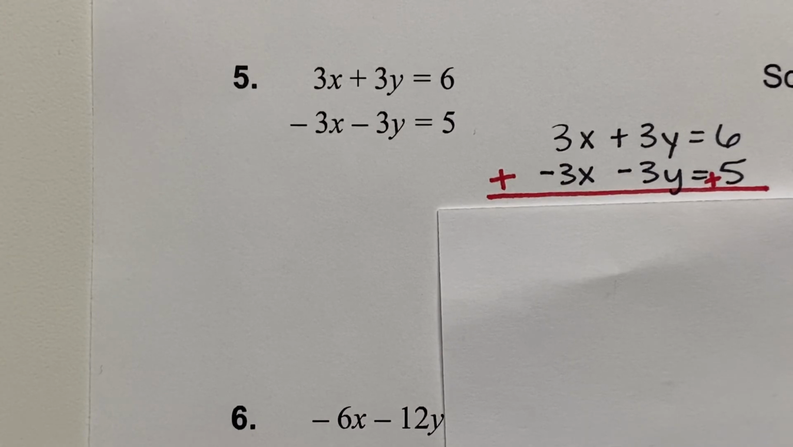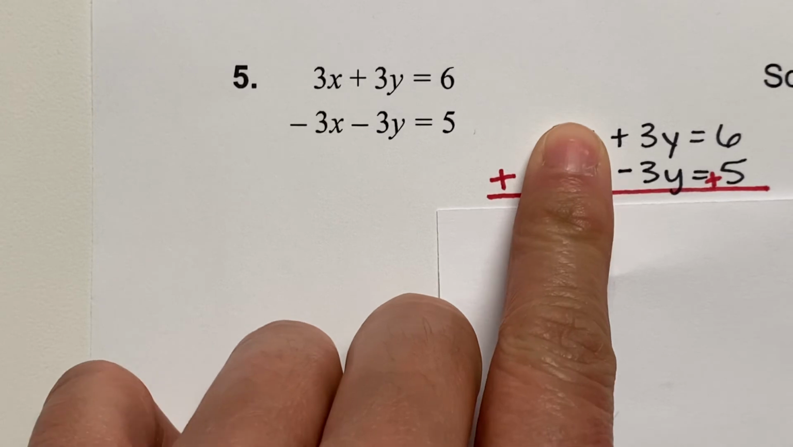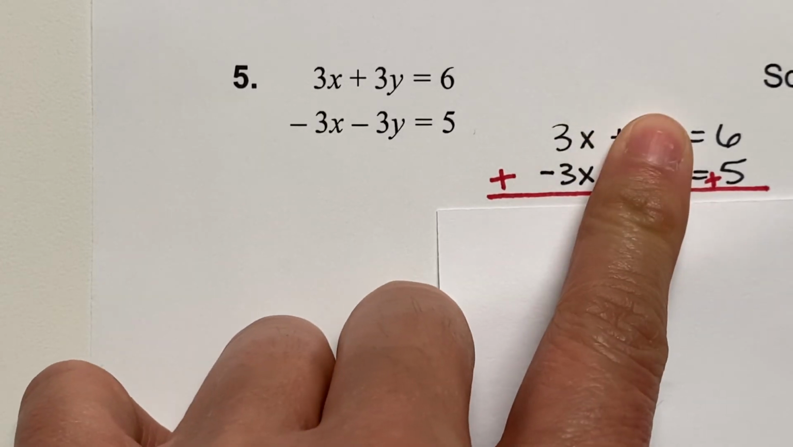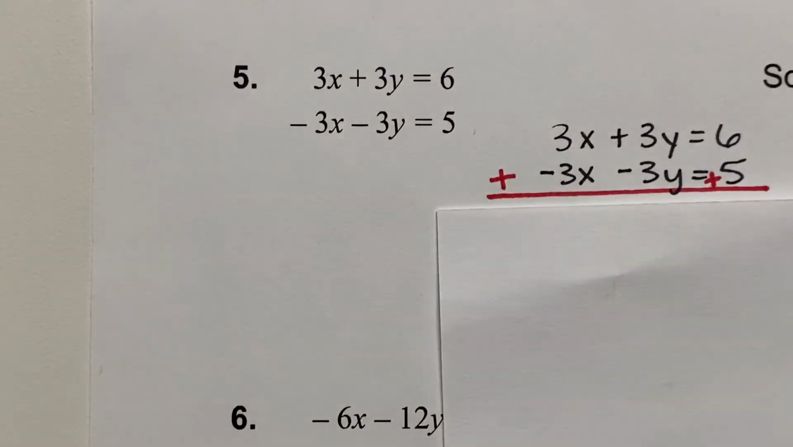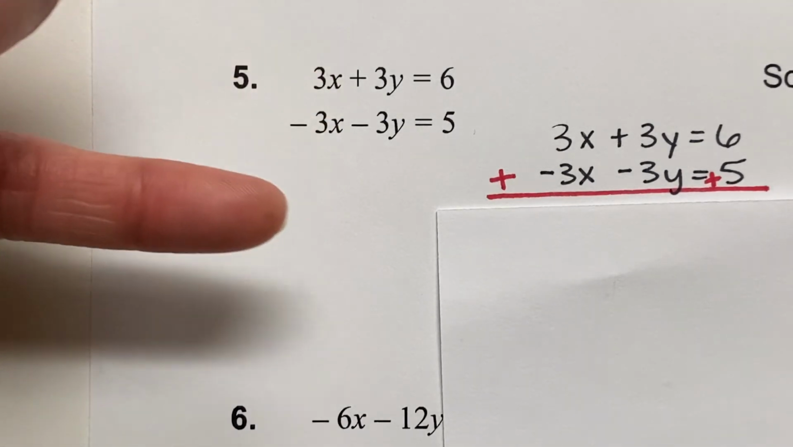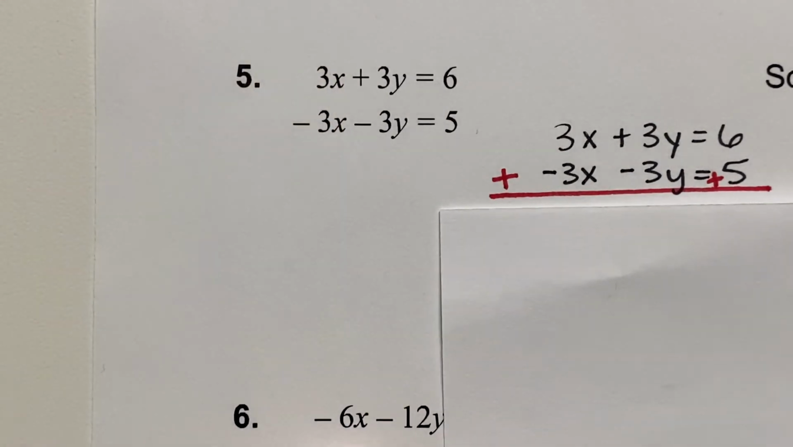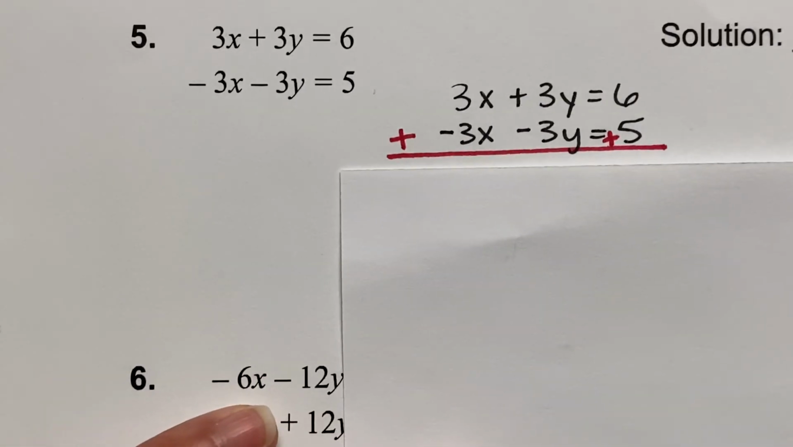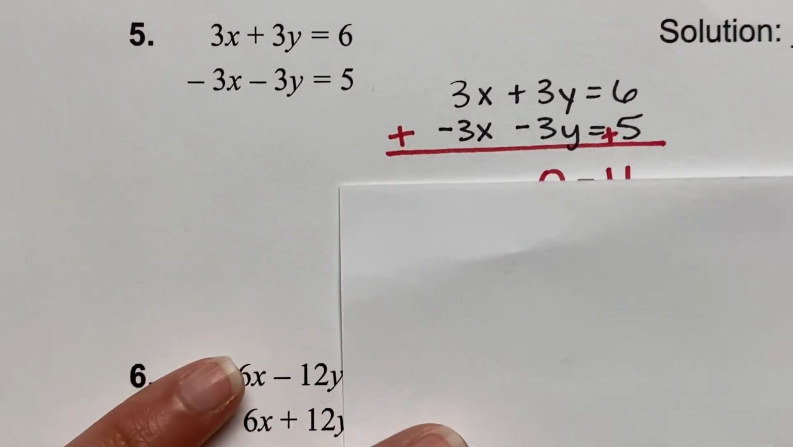So when you look at the two equations, you can probably automatically identify that your x variables are going to cancel and your y variables are going to cancel. When things cancel out, they're basically 0, right? So 3x minus 3x is 0 and 3y minus 3y is 0. On the right side, however, 6 plus 5, I'm going to get 11.